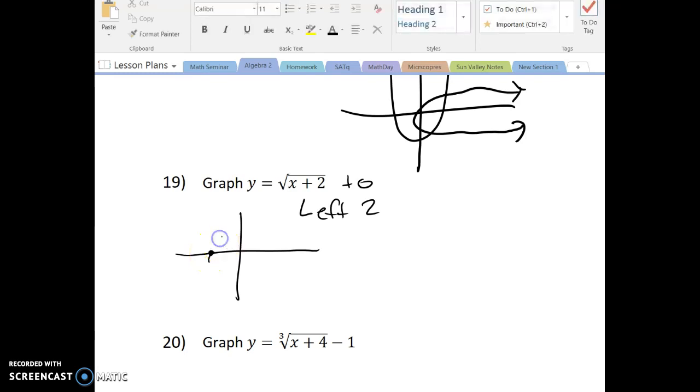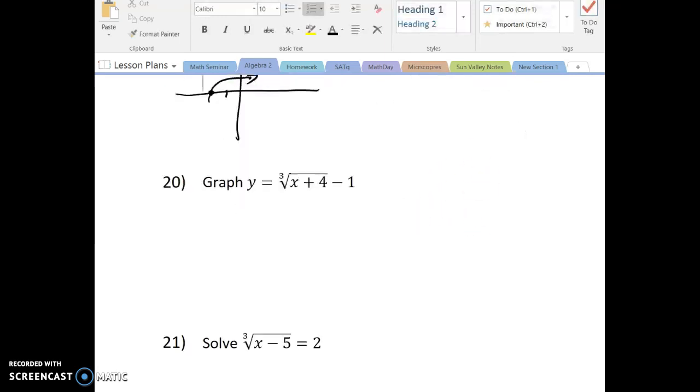This is multiple choice, so this would be good enough to know. Now, a perfect one would have an XY table, but we actually don't need to do that because it's multiple choice. Here, this is a third root.